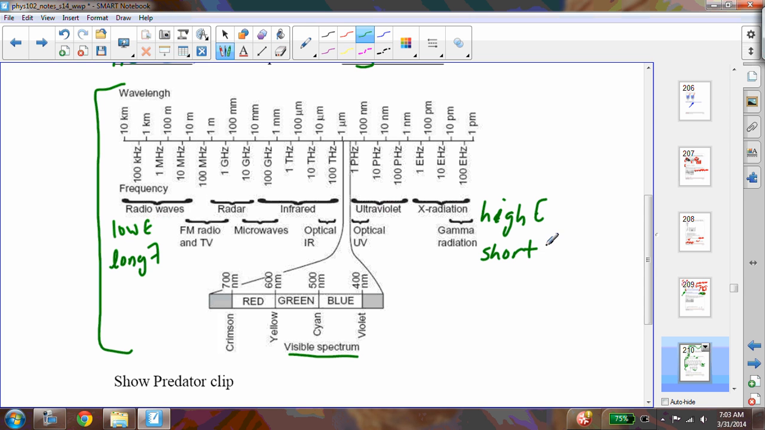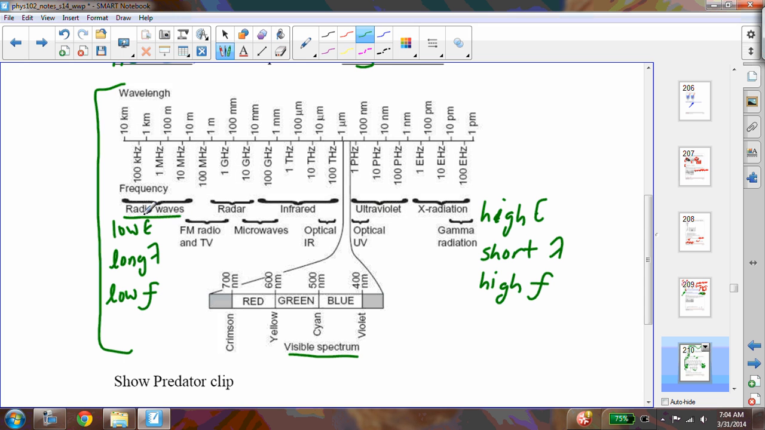In fact, gamma rays, we don't even talk about their wavelength. We talk more about their frequency. And so gamma rays are very high frequency, and radio waves are very low frequency. And so we don't usually talk about radio waves' frequency. We usually talk about their wavelength.